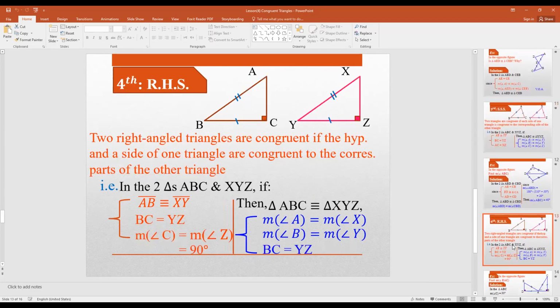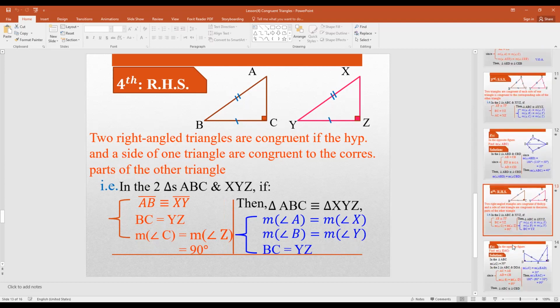And the last case is just for right-angled triangles. Two right-angled triangles are congruent if the hypotenuse and a side of one triangle are congruent to the corresponding parts of the other triangle.